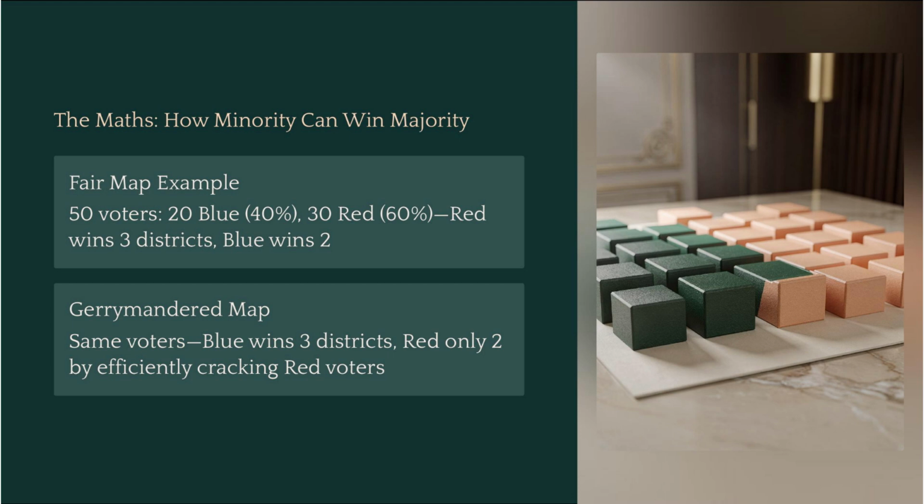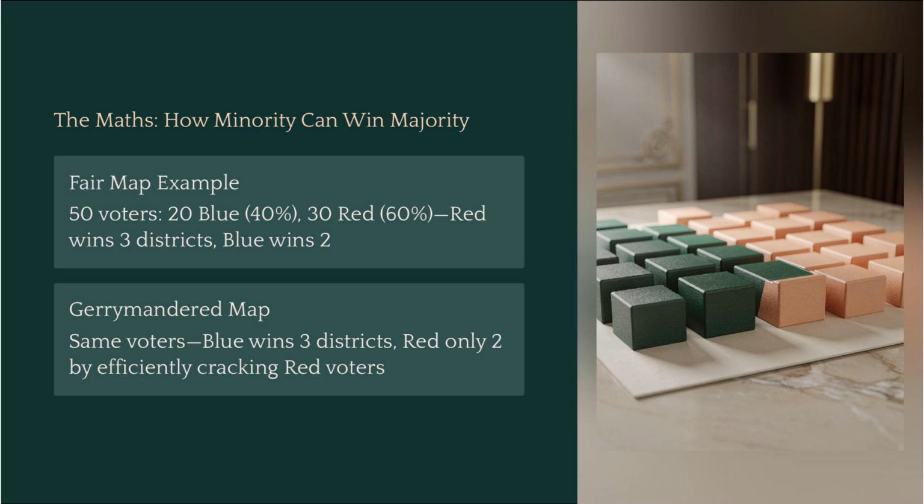It allows a minority of voters to win a majority of seats. Imagine a state with 50 voters. 20 are blue, 40%, and 30 are red, 60%. In a fair system, red should dominate. If we draw fair lines, red wins 3 districts and blue wins 2. That represents the population accurately.